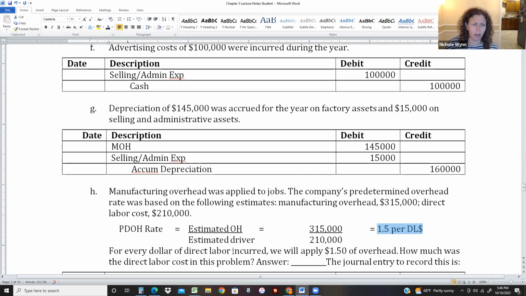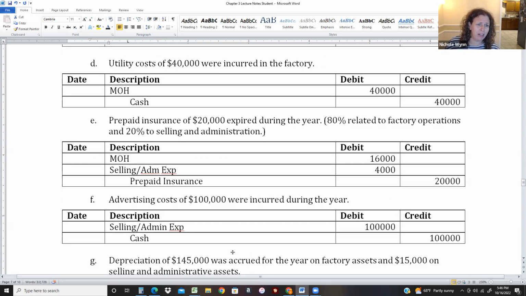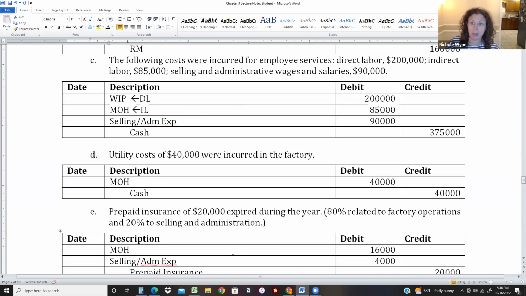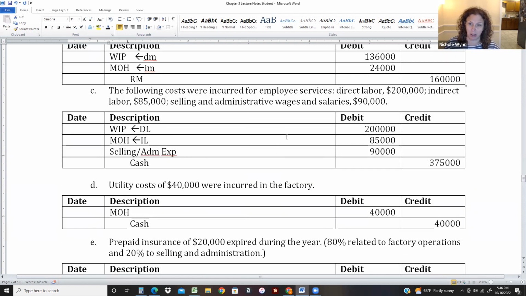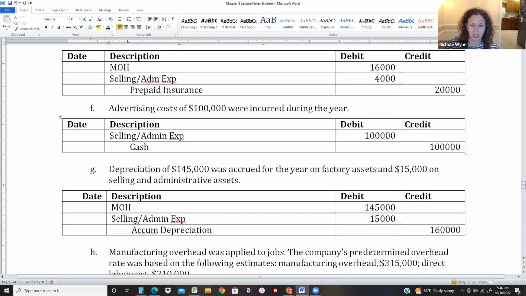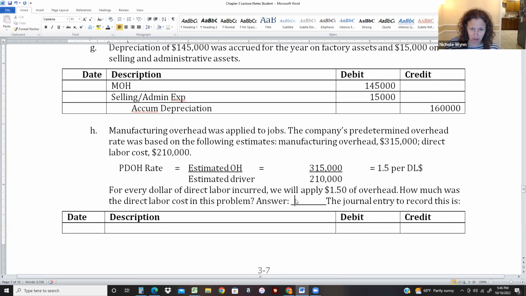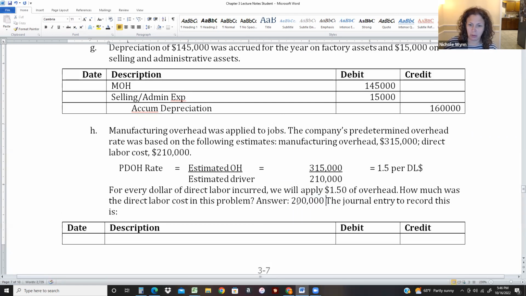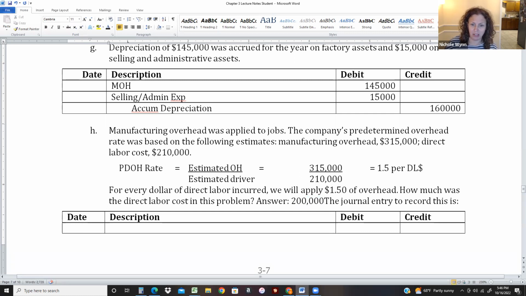We would need to scroll up until we find the direct labor. I make the students find this when we're in class. I'm like, okay, go find it. And then they say, oh, I found it. Letter C, direct labor is 200. So direct labor is 200,000. So what you'll do is take 200,000 times $1.50 per direct labor dollar.